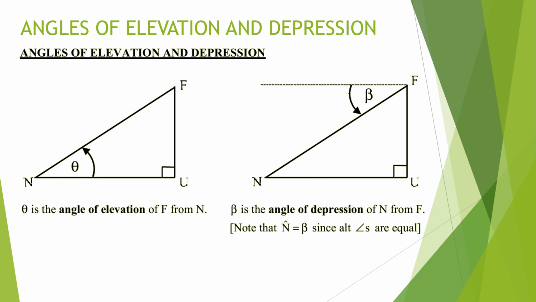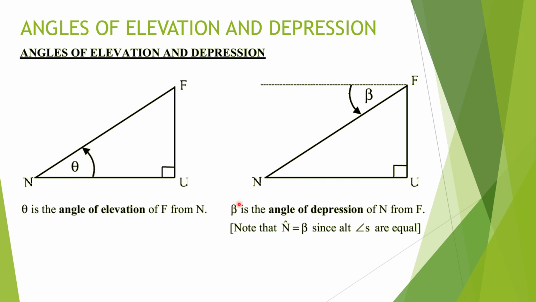Okay, so the angles of elevation and depression are as follows. Angles of elevation, we have triangle FUN, where theta is the angle of elevation of F from N. So from point N, angle theta is the amount of degrees that F was elevated by. So point F is higher than where this line is, right? And so the angle of elevation between this line and the positioning of F is this angle theta.